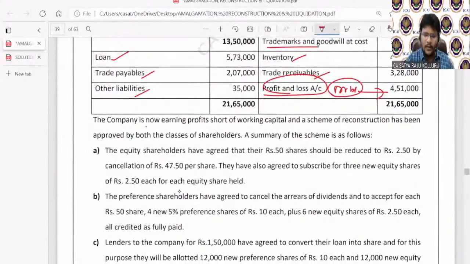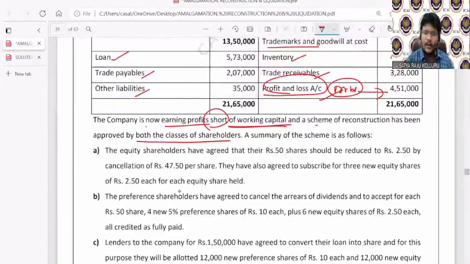The company is now earning profits but is short of working capital. Maybe the company has now started earning profits. Already a huge debit balance is there, but right now it is in a profit situation. Now, with the turnaround strategy they applied, maybe the loss making company converted into a profit making company, but still short of working capital. There is no money in their hands. That's why a scheme of reconstruction has been approved by the NCLT.